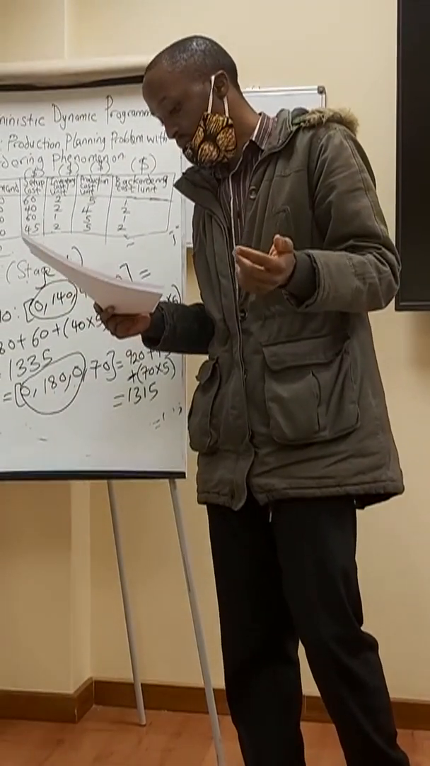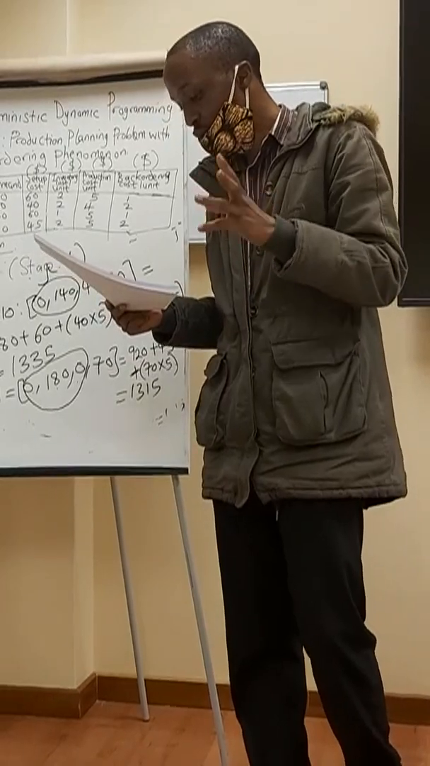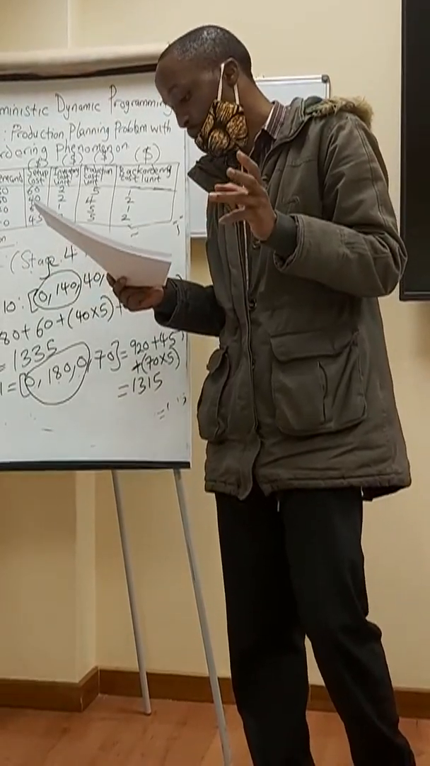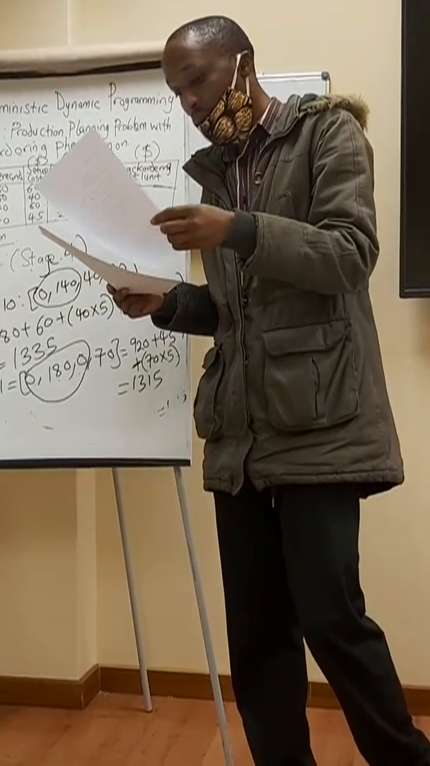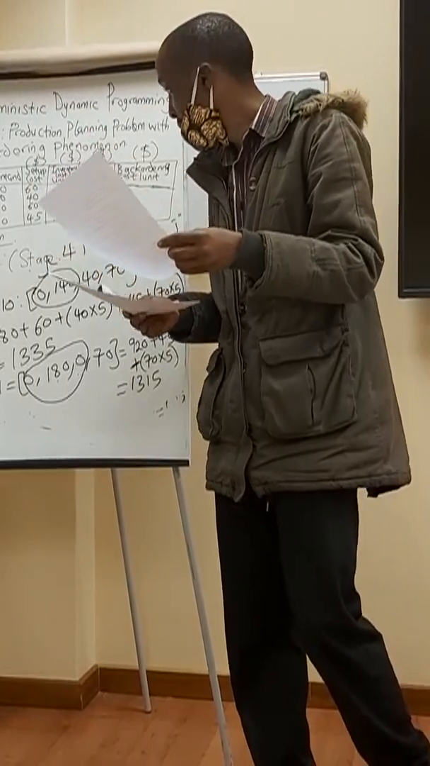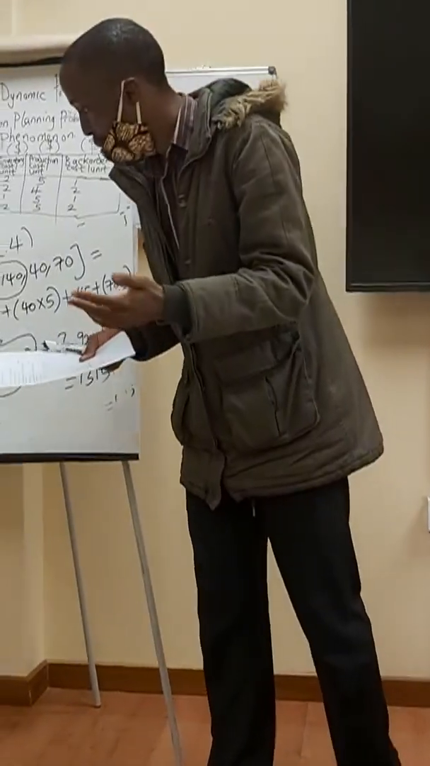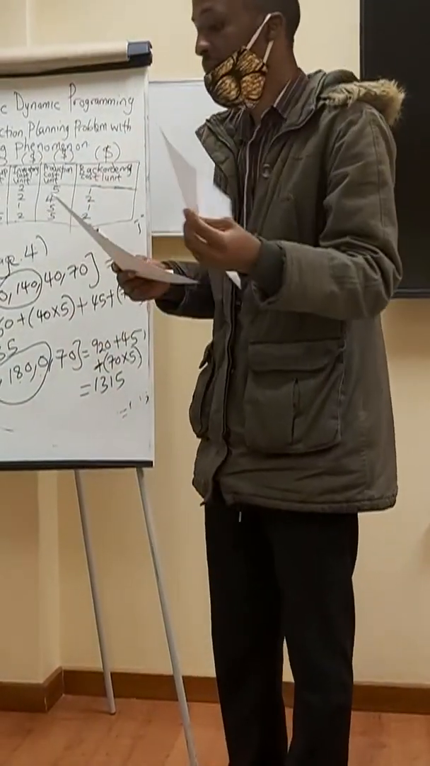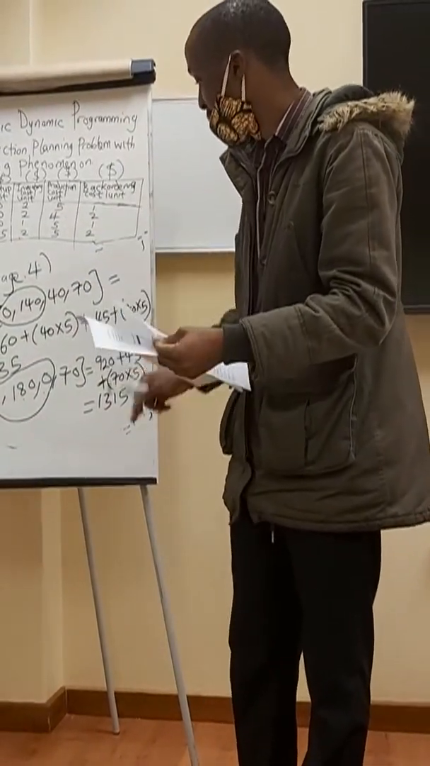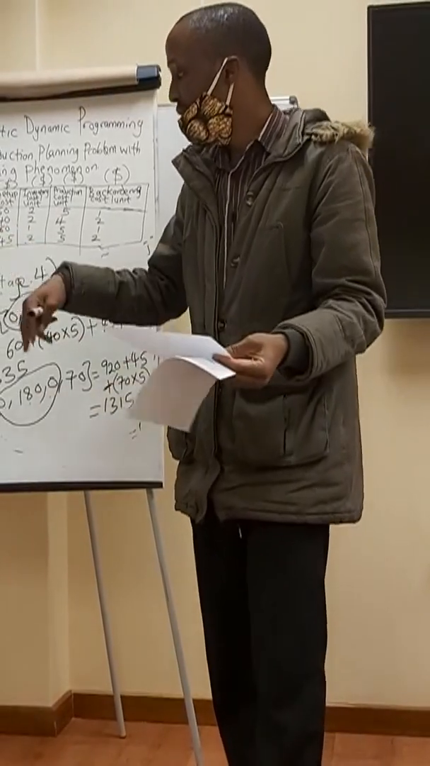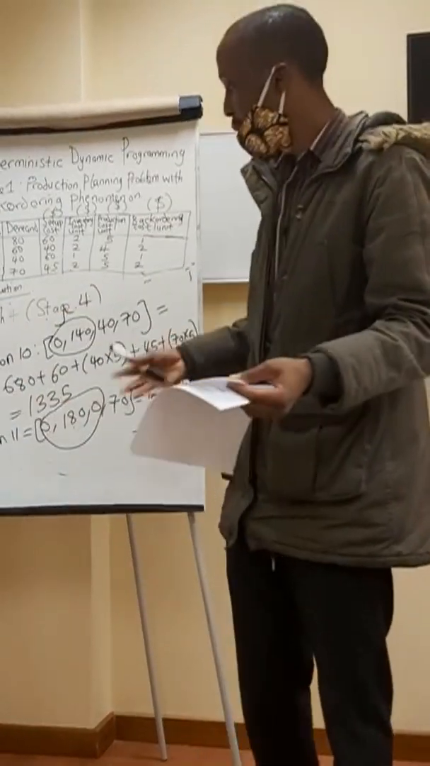And that minimum was given by 2 different options. We had option number 9 that gave us 1315, so that could be one possible solution, and option number 11 also gave us 1315. So that means either of the 2 options would be the best option in stage number 4.